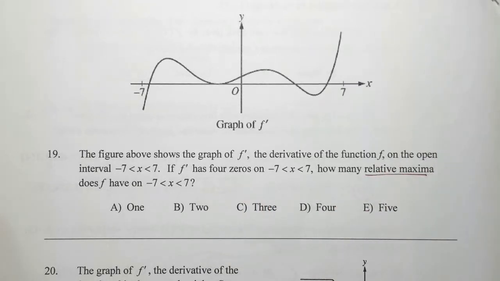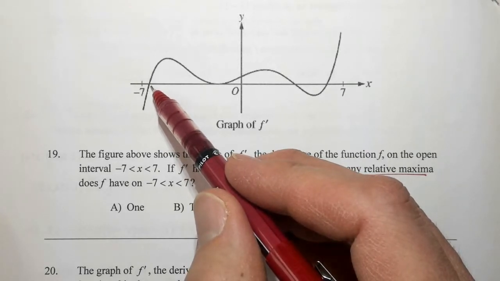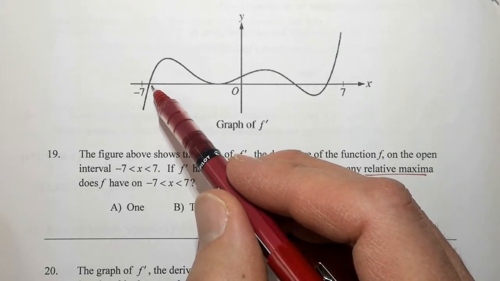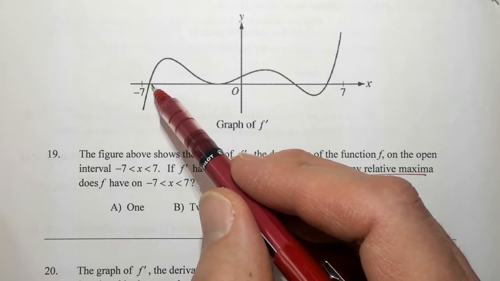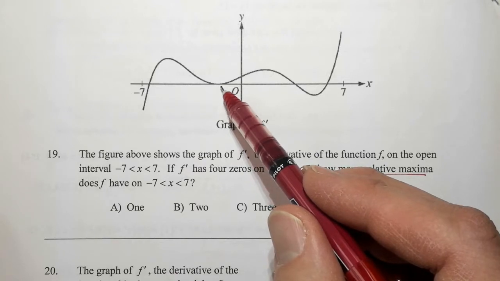Relative max occurs when the first derivative changes from positive to negative. Well, the first time the first derivative is equal to 0 is right here, and that's a change from negative to positive. That's a relative min on f. The second time, there's no change in sign. So that's neither a relative min nor a max.